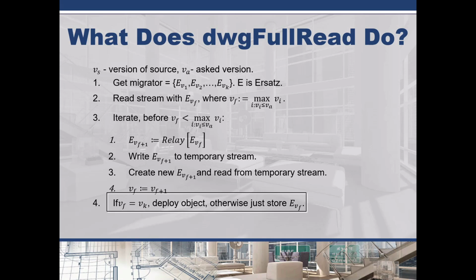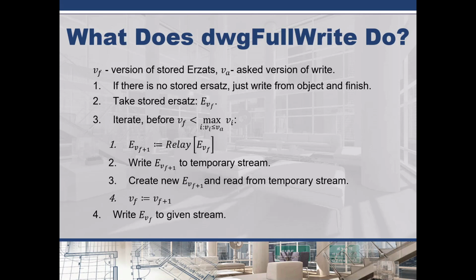Moving in this direction, we will initiate the ersatz of the target version, or the version closest to it from the bottom. There dwgFullRead stops and saves this ersatz. So if there appears a request to write it with a certain version, this ersatz will be migrated to the version needed and stored in the stream. It's obvious that if the requested version of read is higher than the version of the last ersatz, the object will be honestly read, deployed with dwg internal read, and after the write request will also be honestly written.